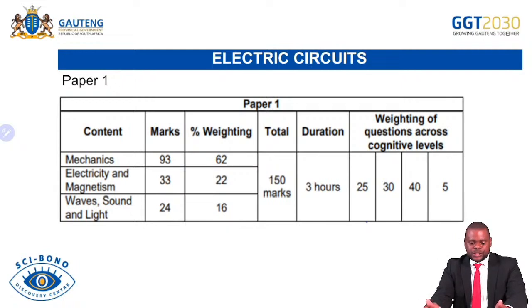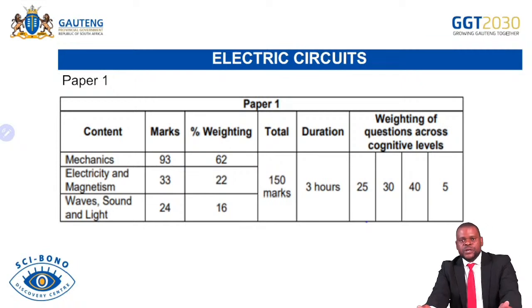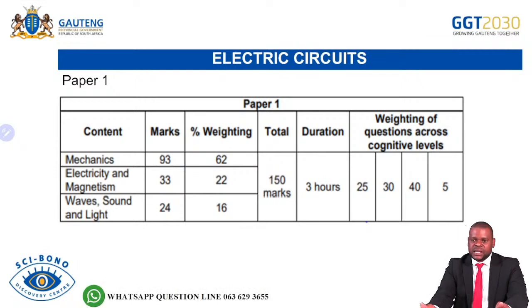It will be divided into mechanics, electricity and magnetism, and wave, sound, and light. Mechanics will take 93 marks, which is 62%. Electricity and magnetism will be 33 marks, which is 22%. Wave, sound, and light will be 24 marks, which is 16%. Our paper is out of 150 marks and is for 3 hours.